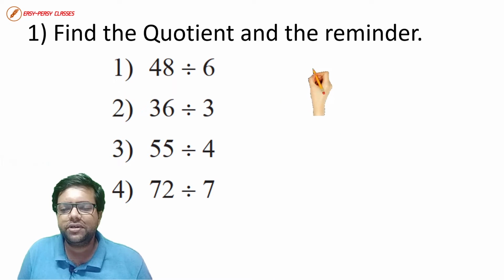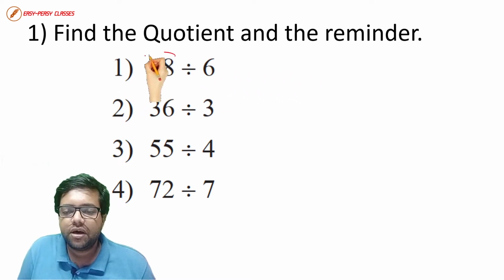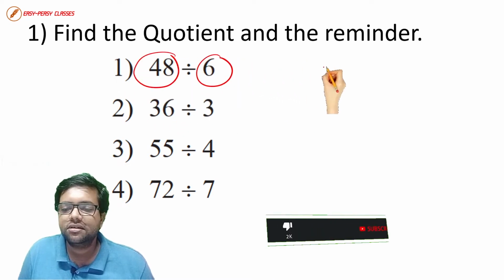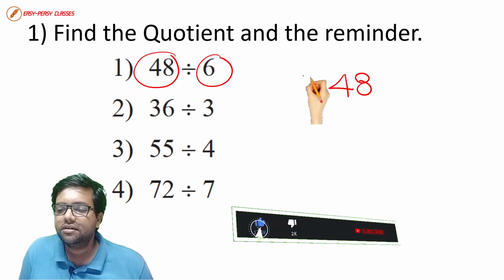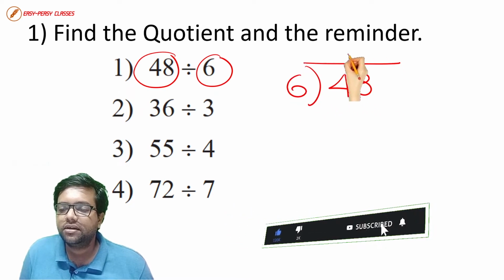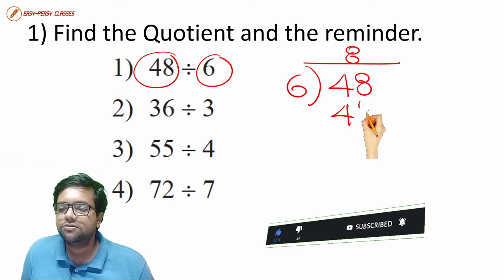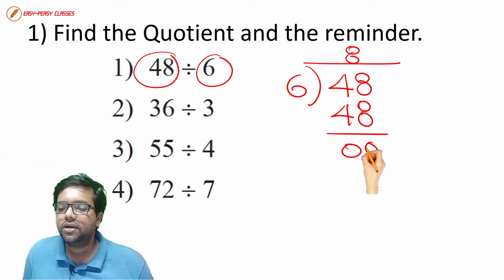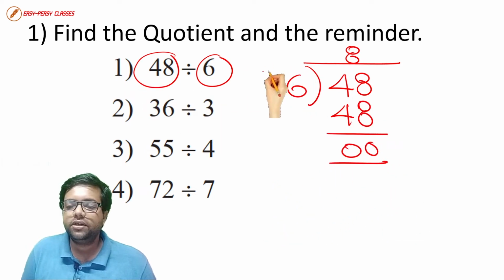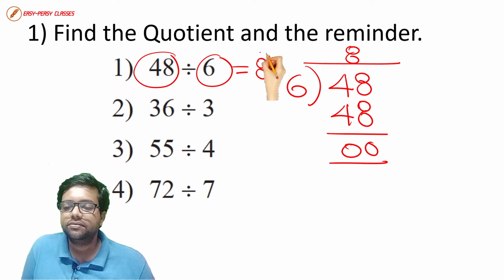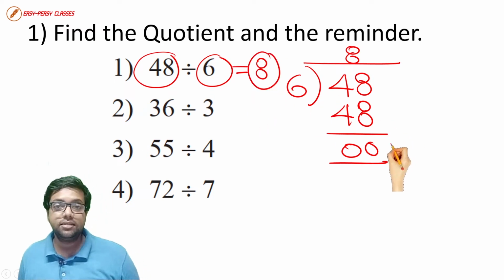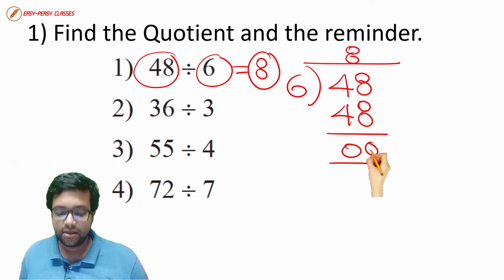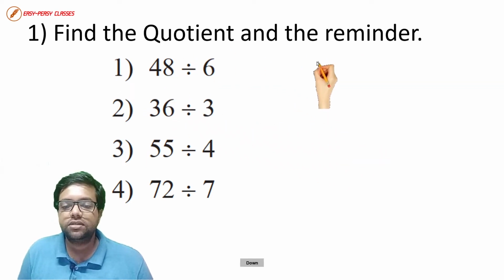First question is 48 divided by 6. So you have the dividend here, the divisor here. Let's divide 48 by 6. What will you get? 6 8s is 48. So therefore you get the remainder as 0. So 48 by 6 is equal to 8. The quotient, you need to write the answer which comes in the quotient, okay, not the other one. Let us move on to the second question.